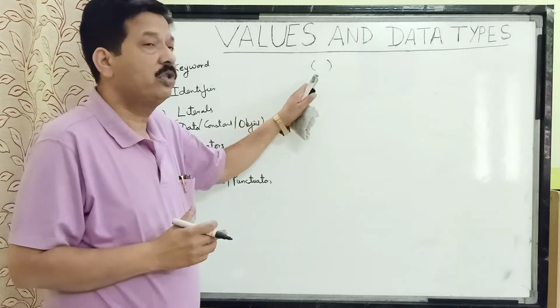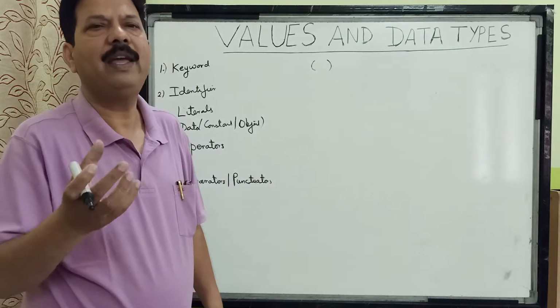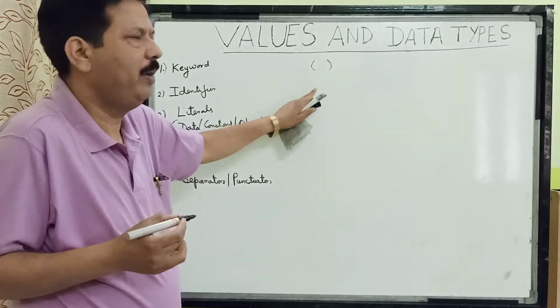Children, this round bracket we use as a separator to define methods. It is also used in conditions. It is also used when we are invoking any function. So this round bracket or parenthesis is one separator.